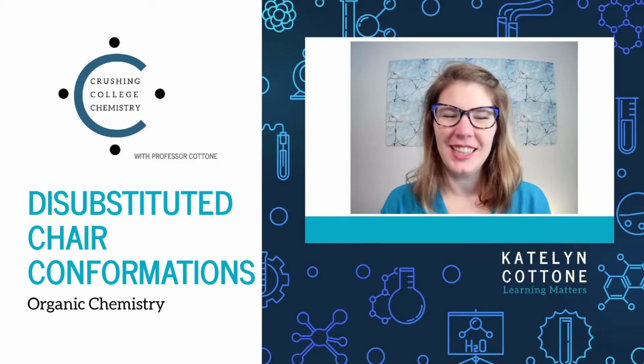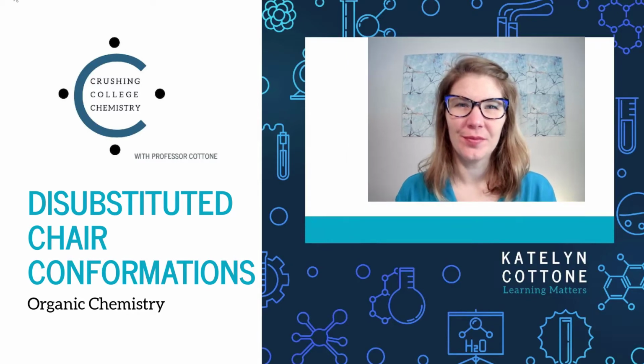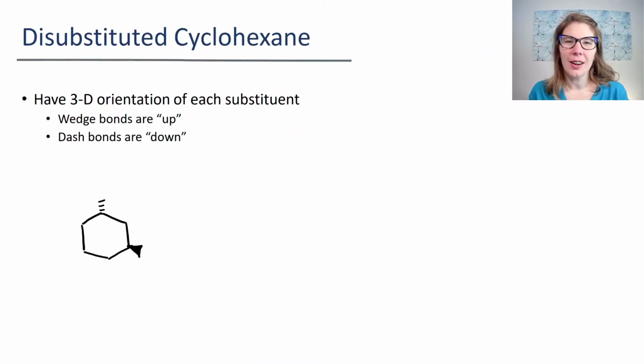Welcome back, students. In this video, let's look at disubstituted chair conformations. We already looked at cyclohexane and how to draw it in a chair conformation, and we also considered monosubstituted cyclohexane rings. But we can have more than one substituent on a cyclohexane ring.